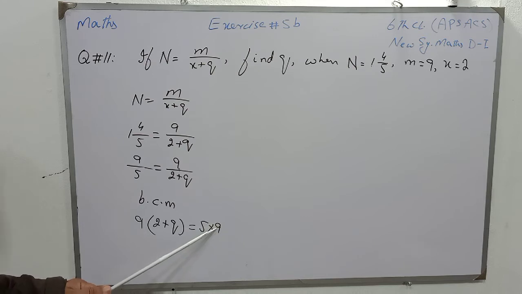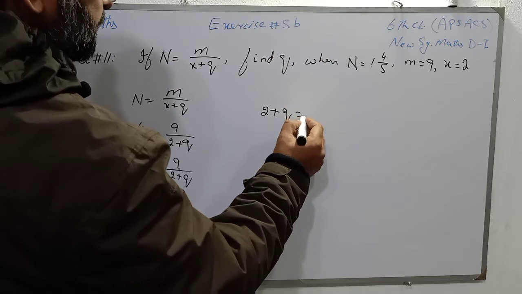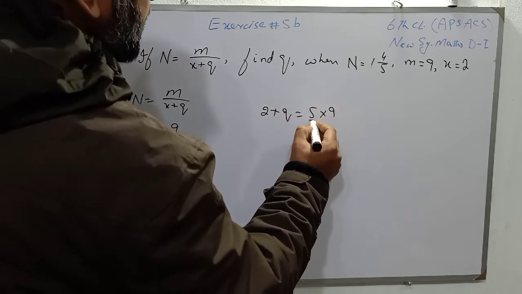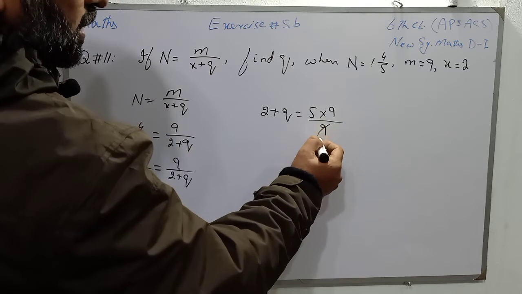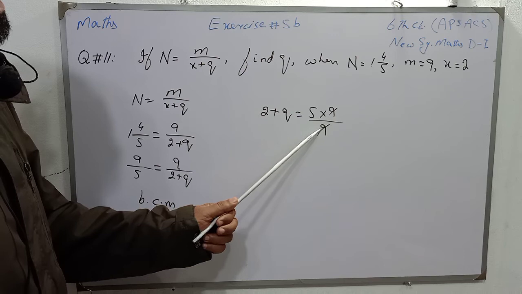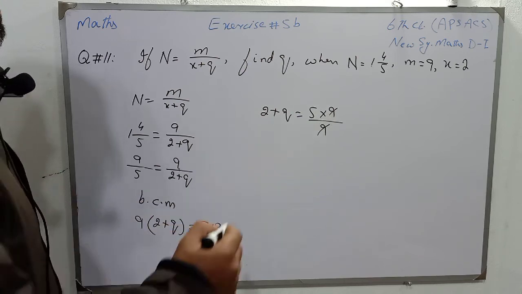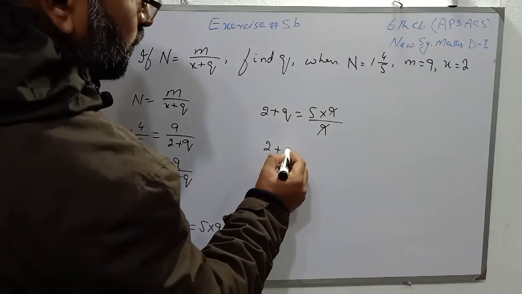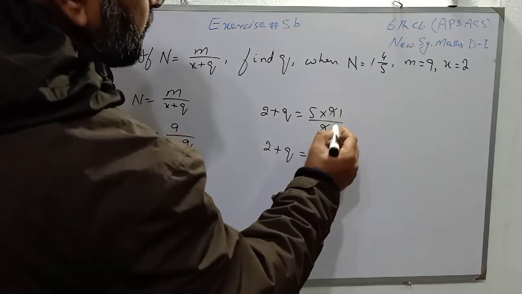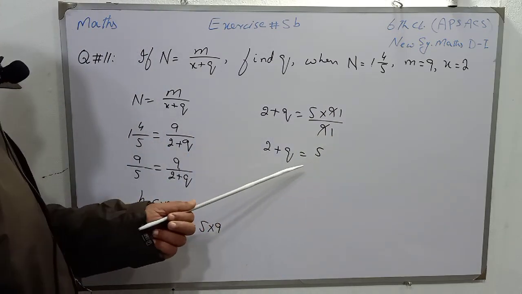Now students, look on both the sides: 9 is multiplying and 9 is multiplying. So when we transfer this 9 to the other side, it will divide. And left over here will be 2 plus q is equal to 5 multiplied by 9 over 9. 9 will be cancelled with 9 because in the numerator both the numbers are multiplying and this 9 is dividing. So this 9 and this 9 will be cancelled, and left over will be 2 plus q is equal to 5 ones are 5 over 1, and we need not write over 1 because it is understood.